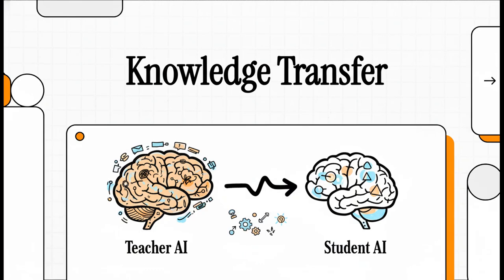So, how do you teach an AI how to think? And I'm not just talking about crunching numbers. I mean, how do you get one AI to absorb the actual wisdom of another, more powerful AI? Especially when their brains, their internal code, are completely different. Well, that's the puzzle we're going to unpack today.